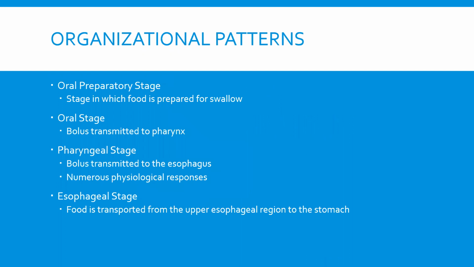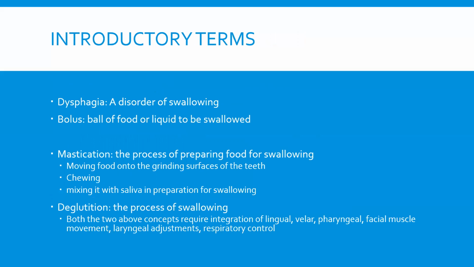The oral preparatory stage is a stage in which the food is prepared for swallow, and in the oral stage the bolus is transmitted into the pharynx. In the pharyngeal stage, the bolus is transmitted to the esophagus, and numerous physiological responses will also take place during this time. The esophageal stage is the time where the food is transported from the upper esophageal region to the gastric cavity or the stomach. So it's all a part of the digestive mechanism. The swallowing apparatus is actually included in the digestive tract.